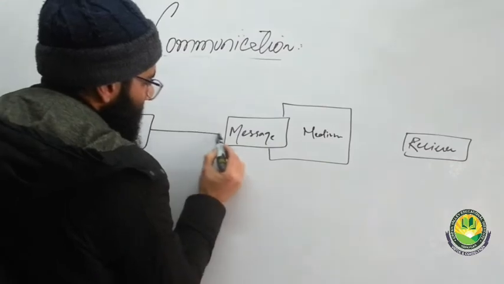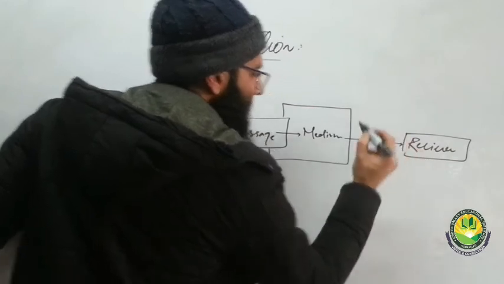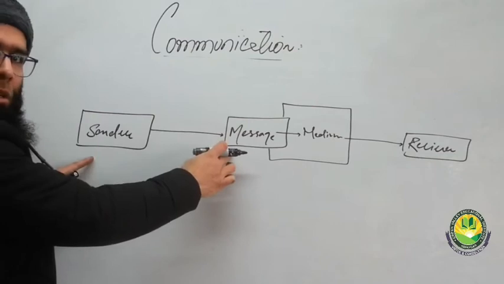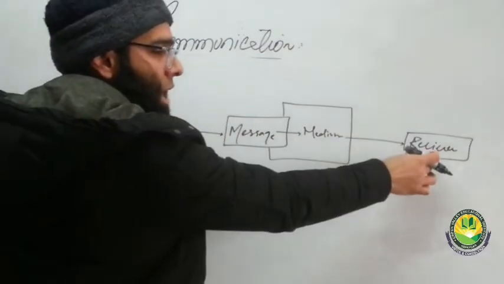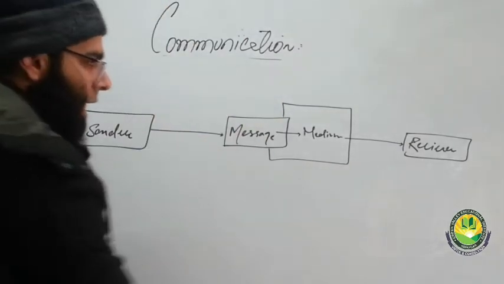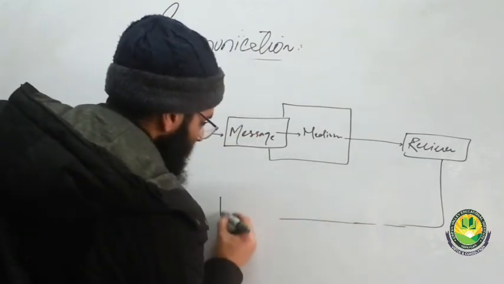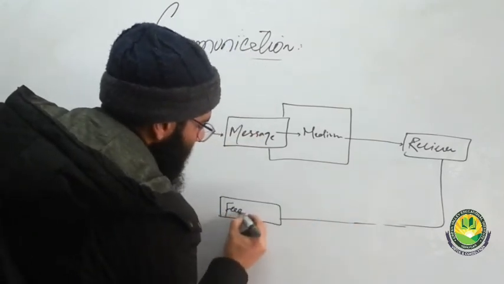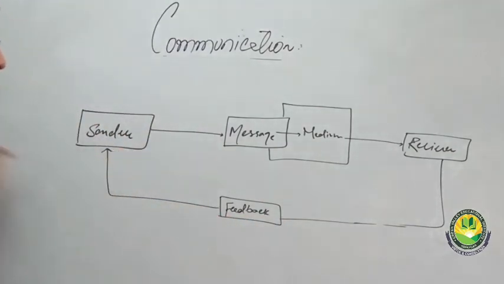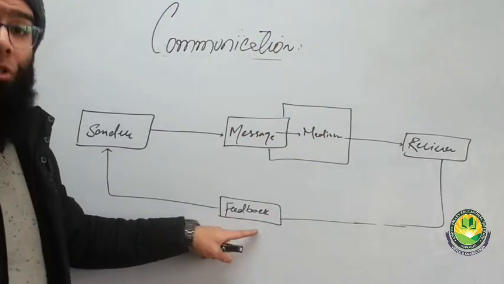So sender sends message through medium and it is received by the receiver. Sender is the one who creates the message and sends it through the medium, and receiver is the one who will receive this message and who will try to understand it. And receiver sends feedback to the sender. This is the part which makes the whole thing a process.